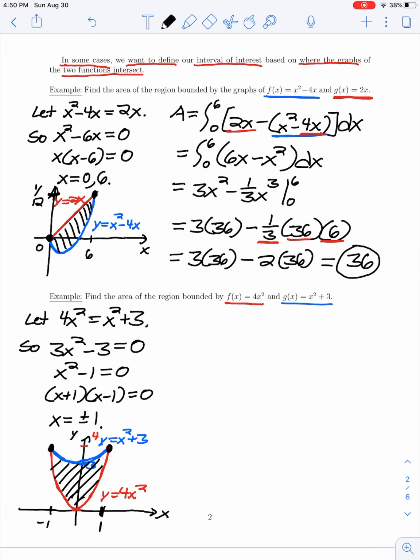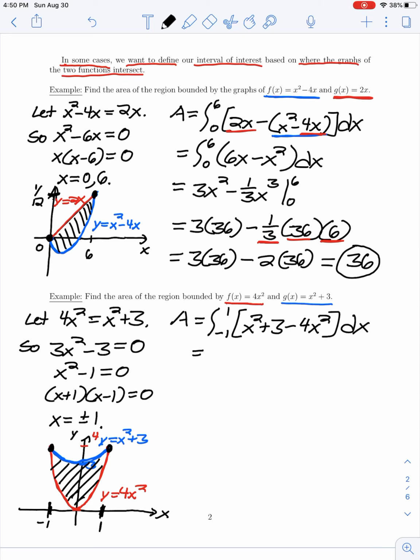All right, so let's find the area of this region. So here, our area would be found by integrating over the interval from -1 to 1. We can see that from our sketch of these curves here. Those were the x values for which these curves intersected. And we would take the upper curve, which was x squared plus 3, and subtract the lower curve, which was given by 4x squared, and we're integrating with respect to x.